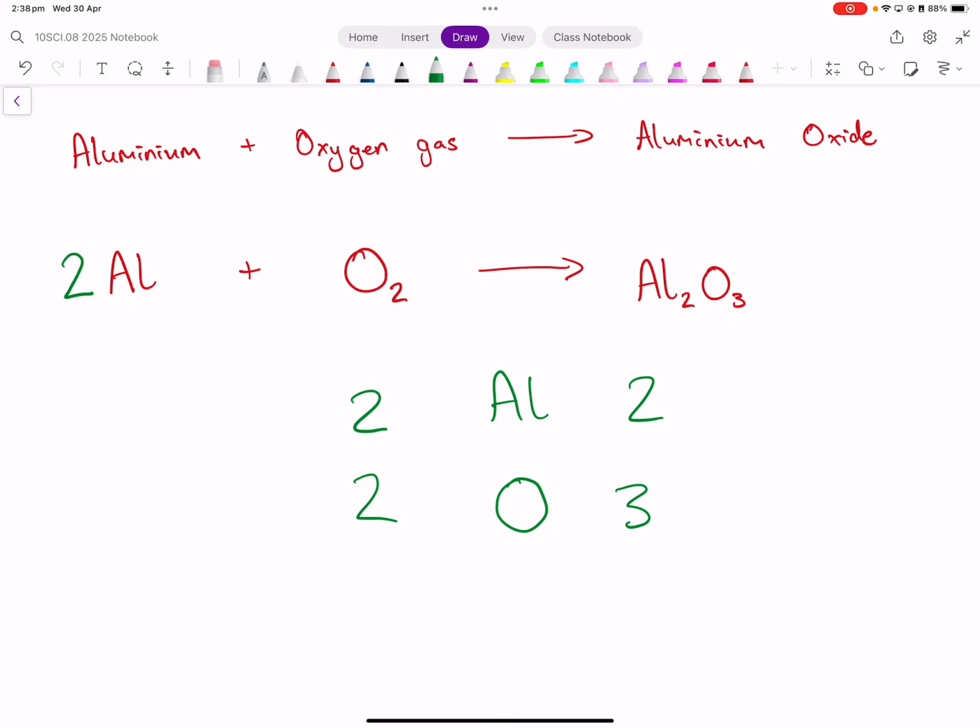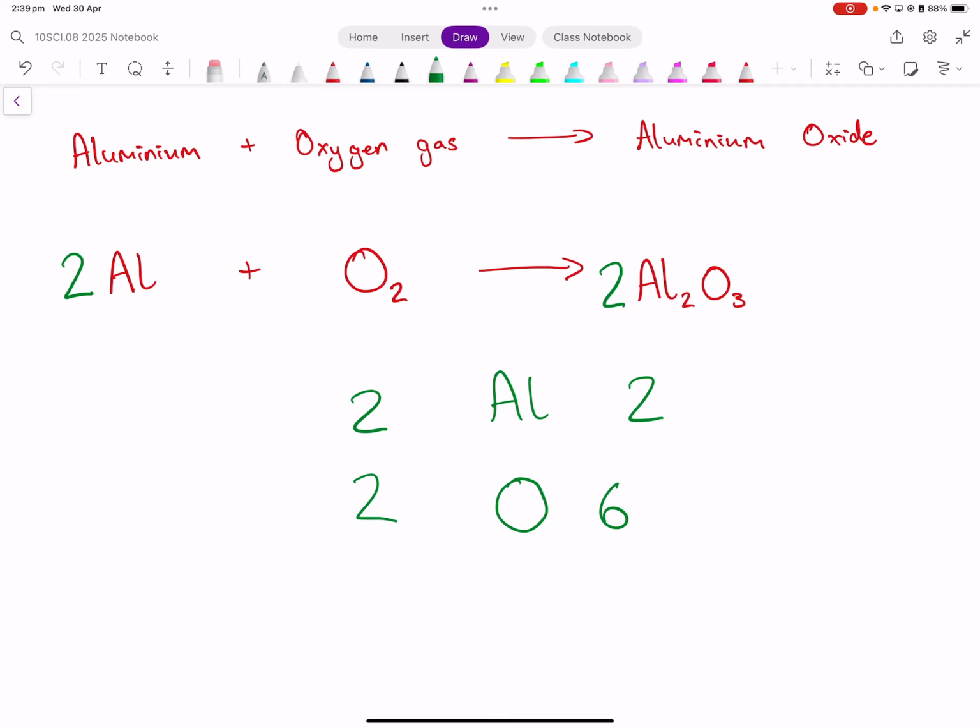And so what we're going to look at here is if I double the number of aluminium oxide on this side, it gives me how many oxygens? 6. So, to be really clear, 2 lots of everything here. 2 lots. So 2 lots of 3 oxygens is 6.